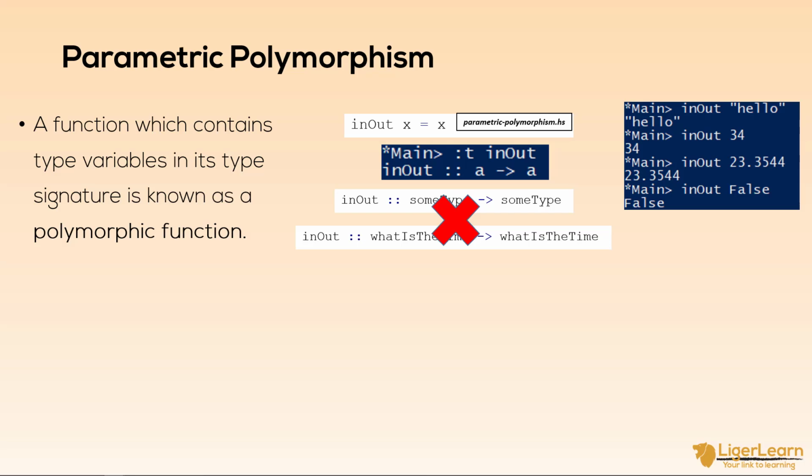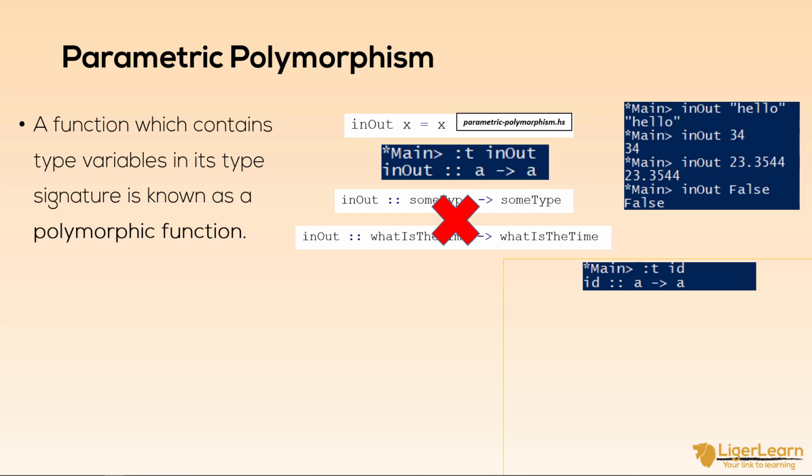Polymorphic literally means of many forms, which makes sense here since we are talking about functions which will work with any type. And so this can be read as, for any type a, in-out takes in an a and returns an a. There is already an inbuilt function which is defined in the same way we have defined in-out. That function is called id. You can see the type signature for id matches the one we see for in-out.